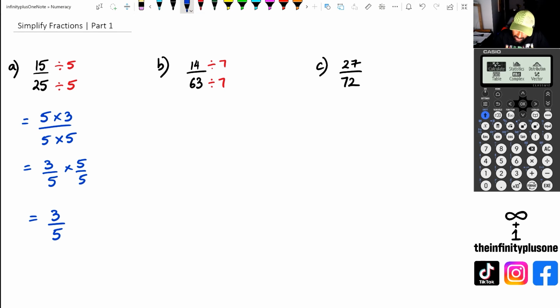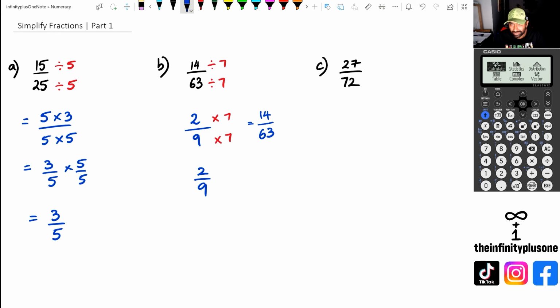When you do this, 14 divided by 7 is going to be 2 and 63 divided by 7 is going to be 9. Now, if you're unsure, you could just test it out. Multiply the numerator by 7 and the denominator by 7, and what you should end up with is 14 over 63, which means we know that 2 over 9 is the simplest form that you can write 14 over 63 in. Cool.